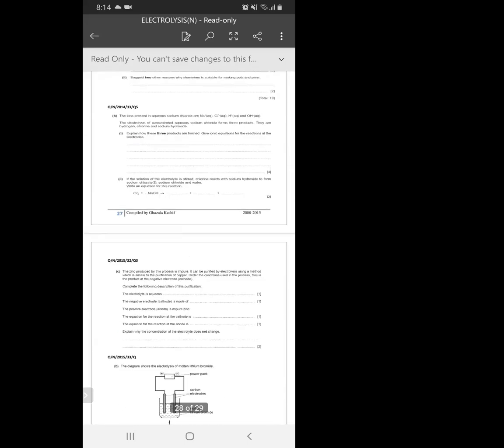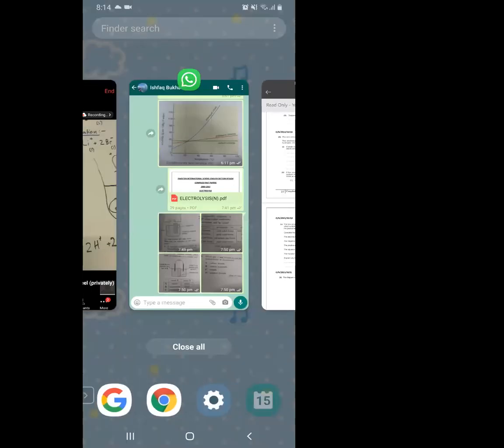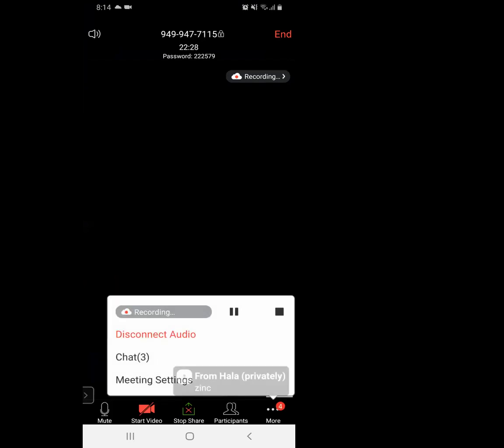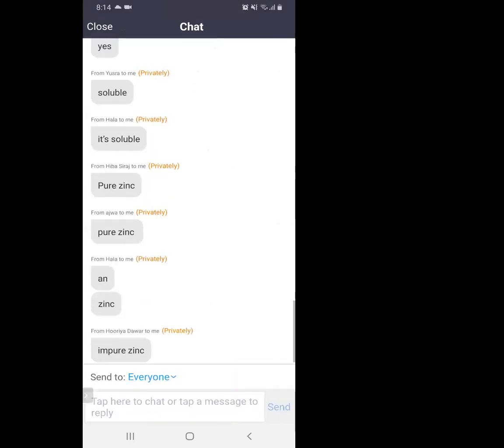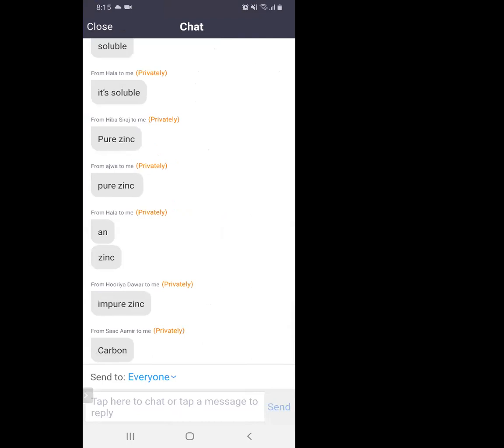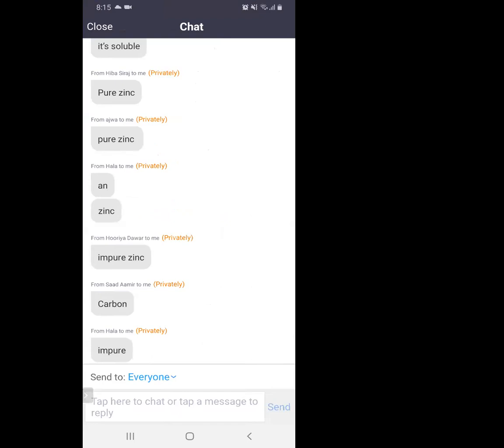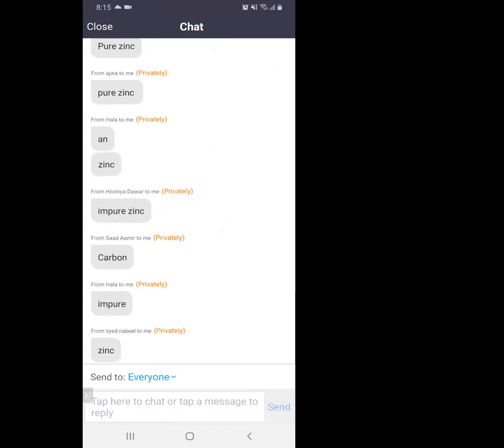Okay, the negative electrode, the cathode, is made up of... In the purification of copper, we discussed that the cathode should be made up of pure zinc. Yes. Yes, impure zinc. Good job, Huria. Why? Saad Amir, not carbon. You don't remember purification of copper?